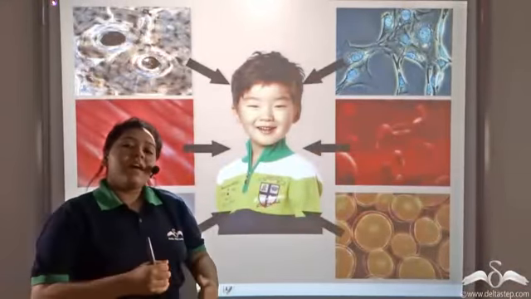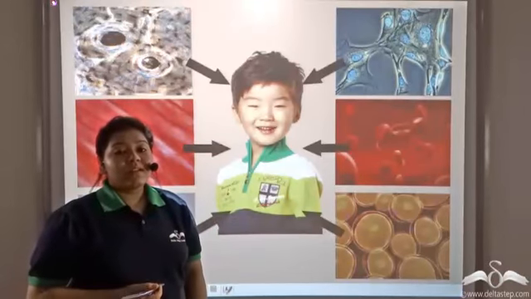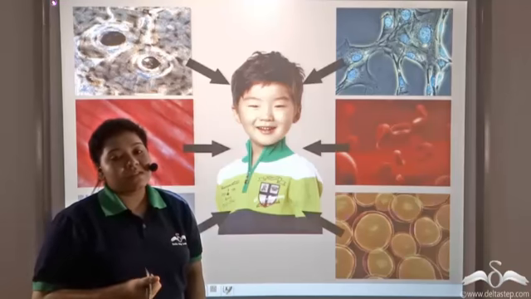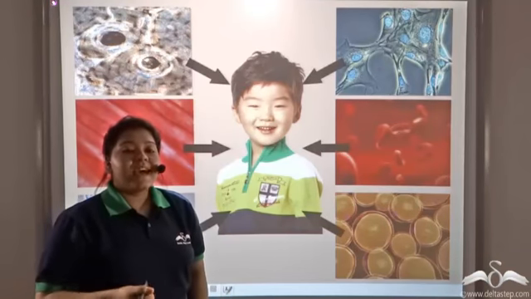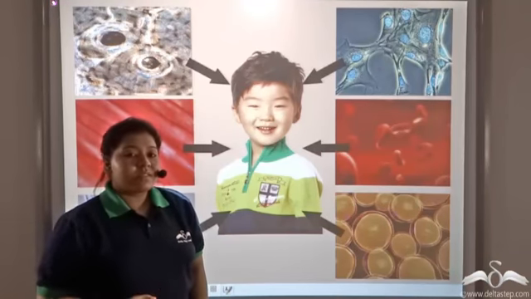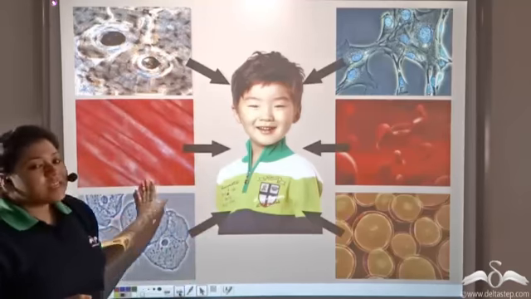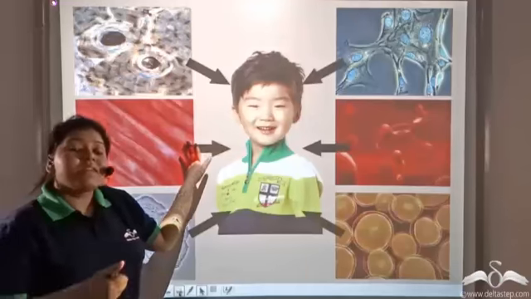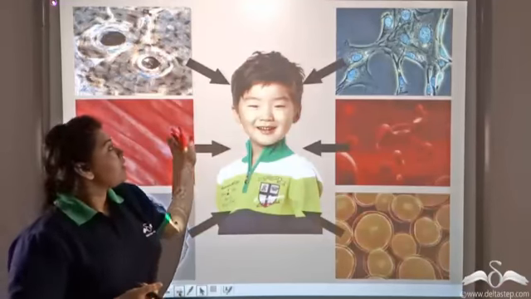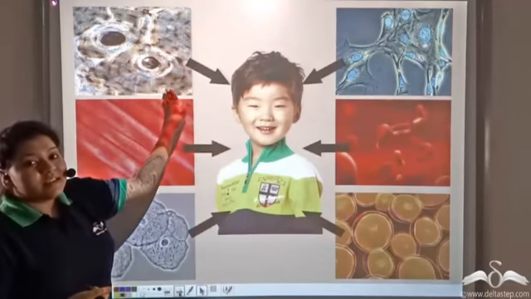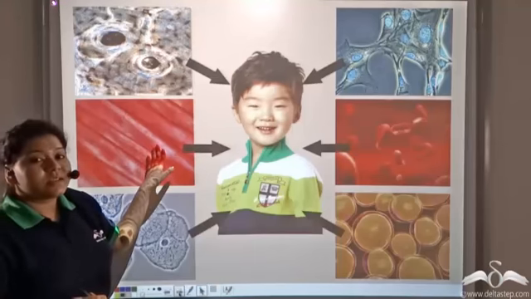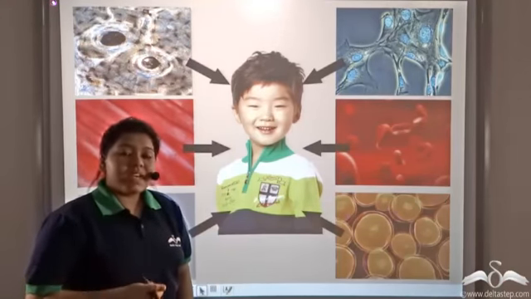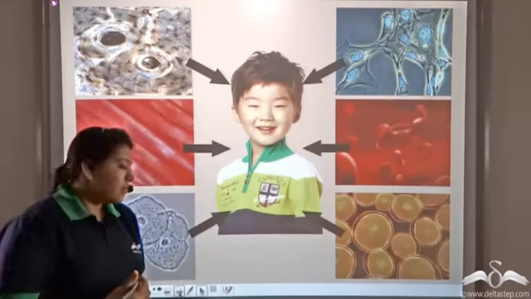So we have a lot of cells in our body, and these cells are performing different functions for us. And that is why they have different cell shapes. See, all of these are animal cells, but all of these have different cell shapes. This shape of the cell is not similar to this shape. So, the function of the cell determines the cell shape.